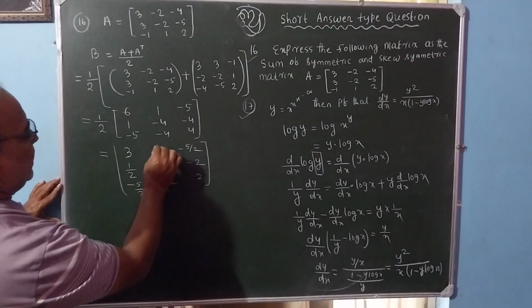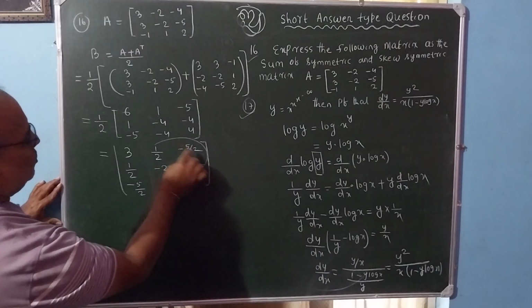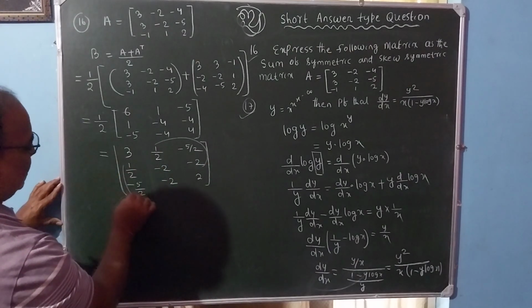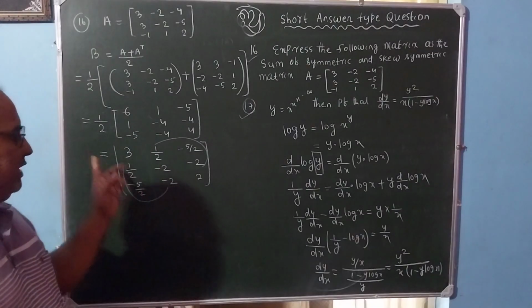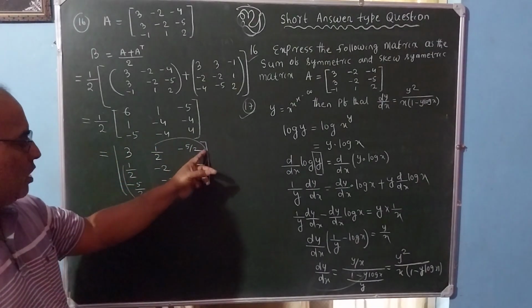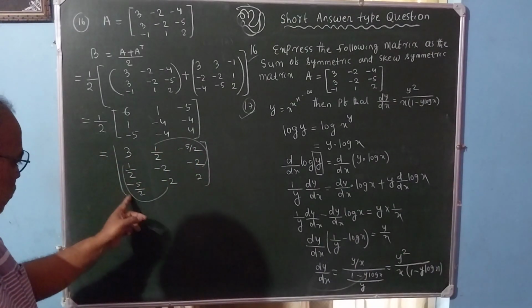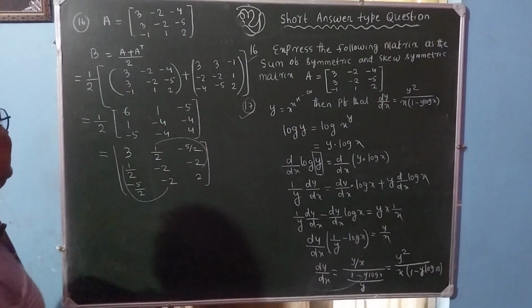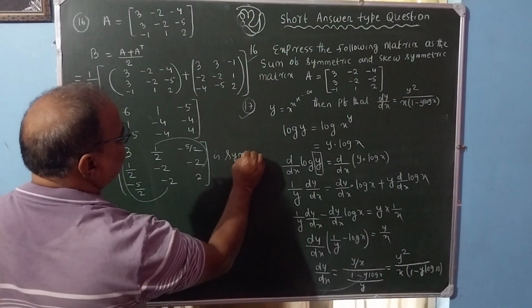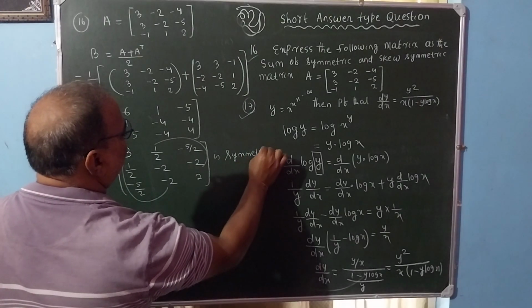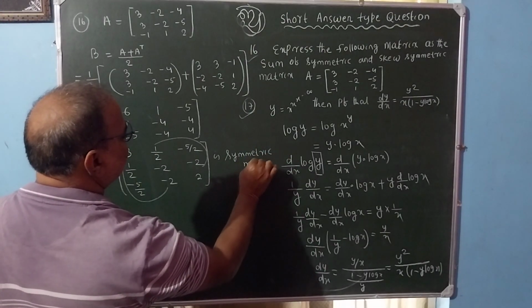Okay, so here it is 1/2, -5/2, 2. Here it is 1/2, -5/2, -2. The main diagonal element will be different, but whatever term comes here, it comes here also. So it is a symmetric matrix. It is always a symmetric matrix.